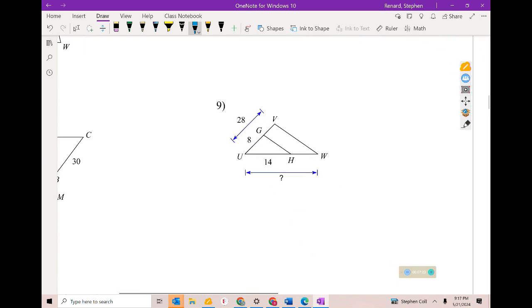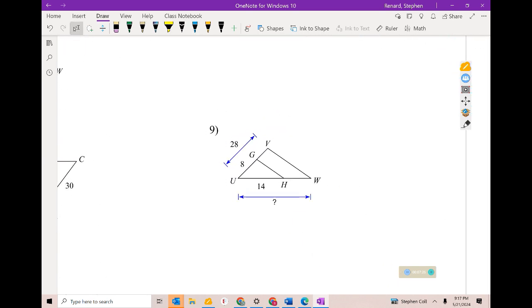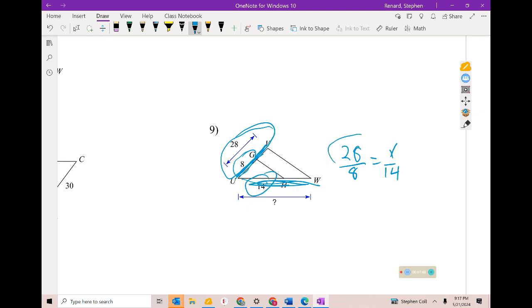Easy peasy. Same idea here. So we're going to go to the ratio. I'm going to do things a little bit different here. I'm going to go 28 to 8 equals x to 14. Notice that I went this whole outside part, that's UV right here, to this, and then this part right here to this. So notice the 28 and the x are in the same spot. Those are the long outside parts of the outside triangle. The 8 and the 14 are on the inside.